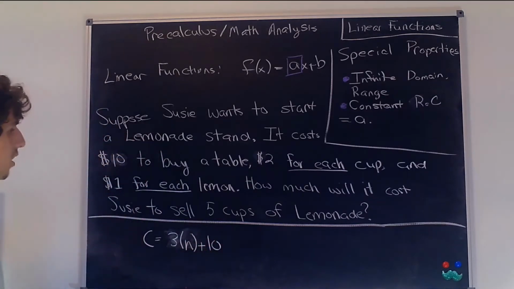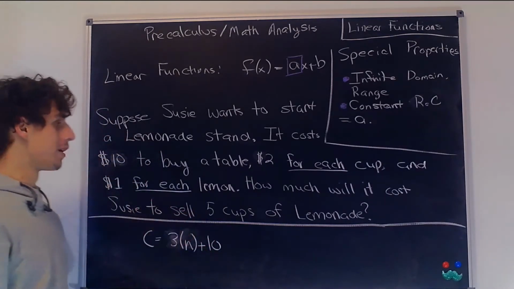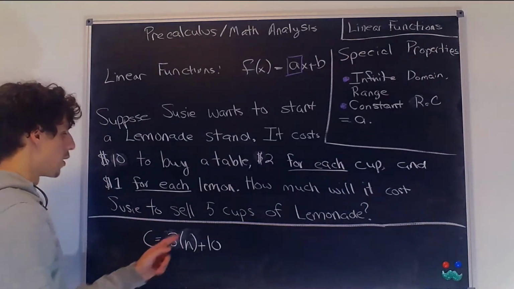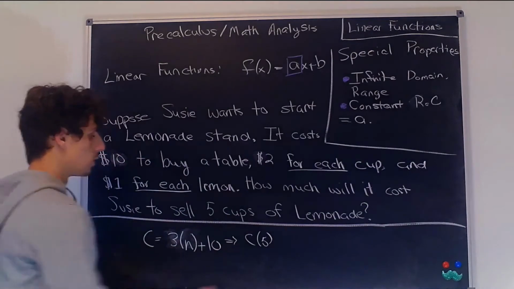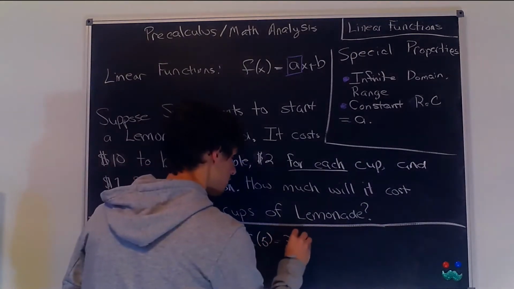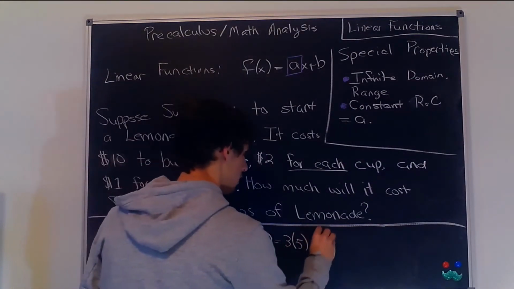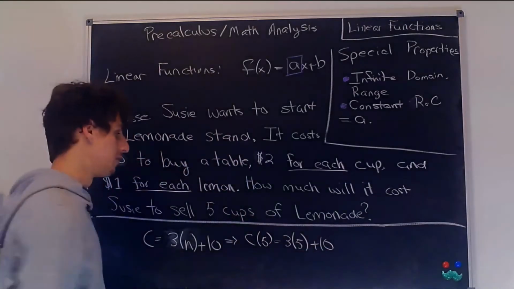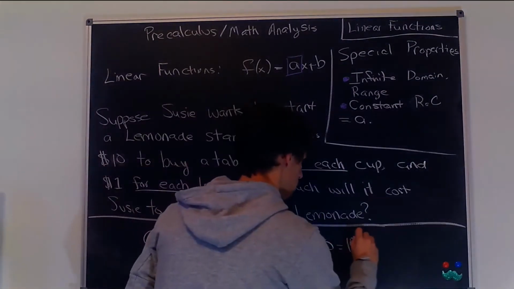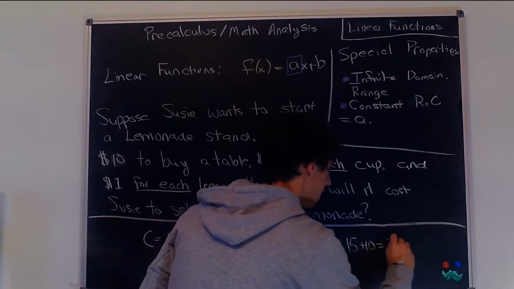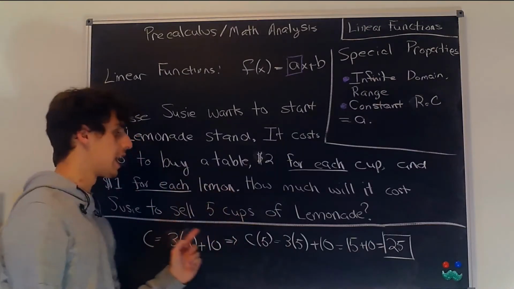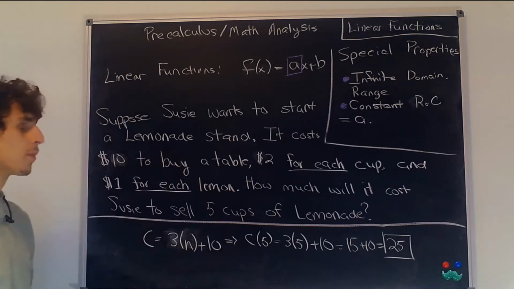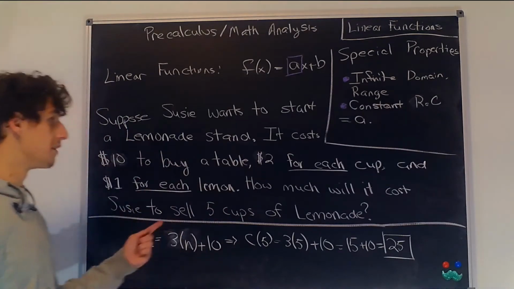Okay, so now we have our cost function, and now all we have to do is plug in 5 cups for n. So if we plug in 5, we get C of 5 equals 3 times 5 plus 10. That will be 15 plus 10, which is 25. So it's going to cost Susie $25 to sell 5 cups of lemonade. Okay, let's move on to a kind of part B of this type of problem.